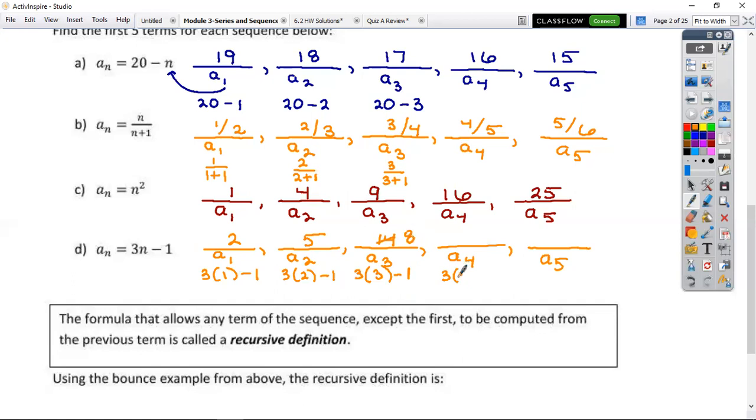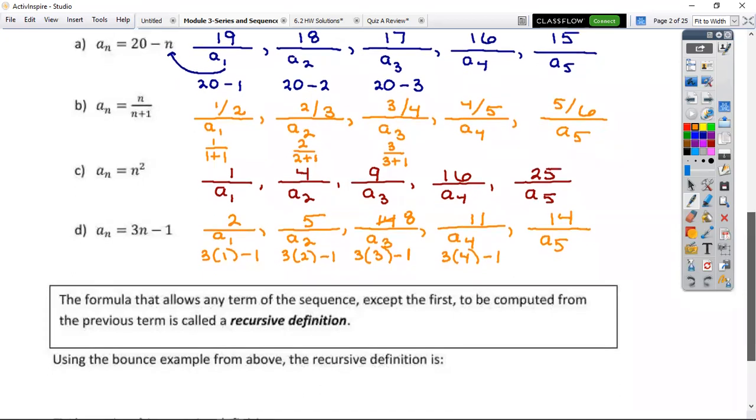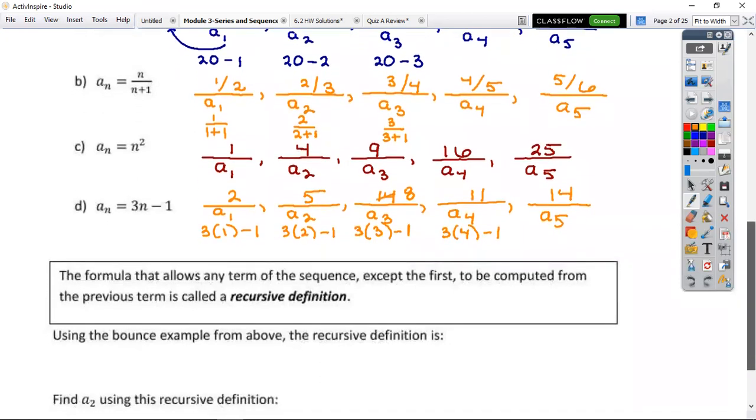And then now I would plug in the 4. So 3 times 4 minus 1. So 12 minus 1 equal to 11. And then I hope you would see the pattern by now. Add 3 to this, so 4. Okay. So that's how you use your formula to find specific terms in a sequence.